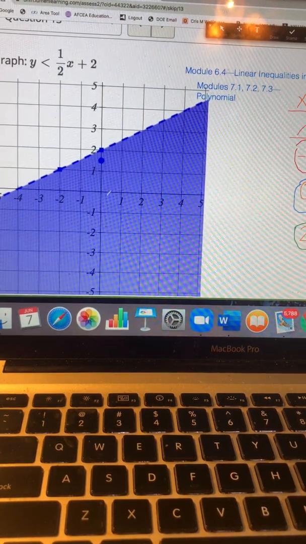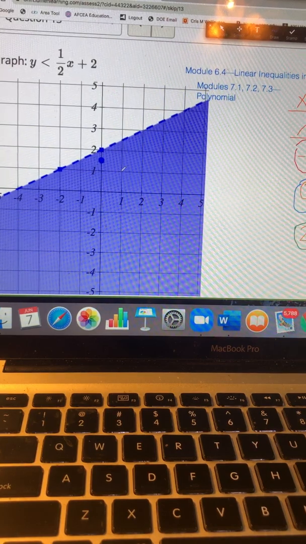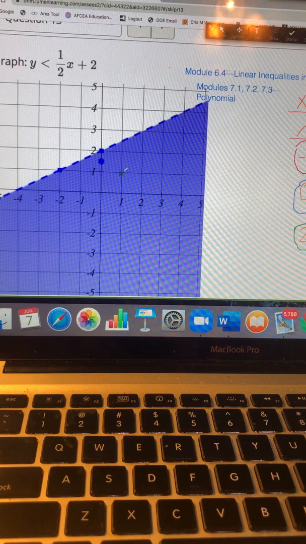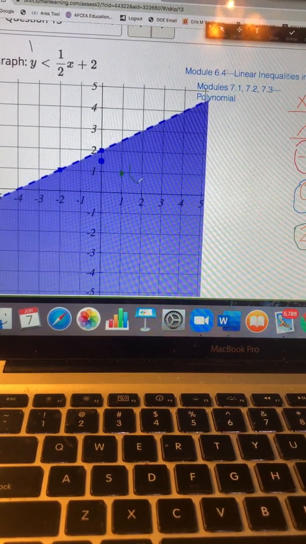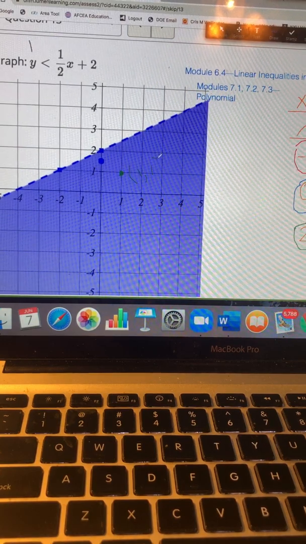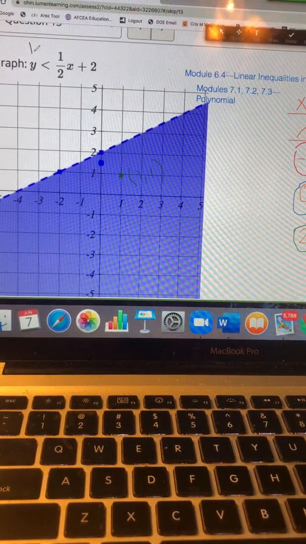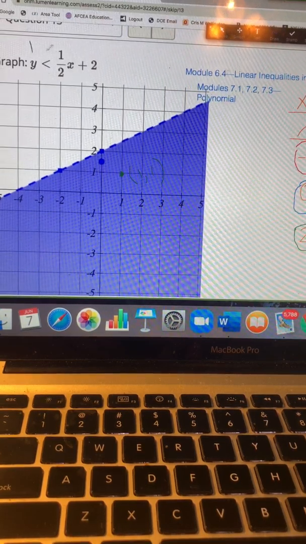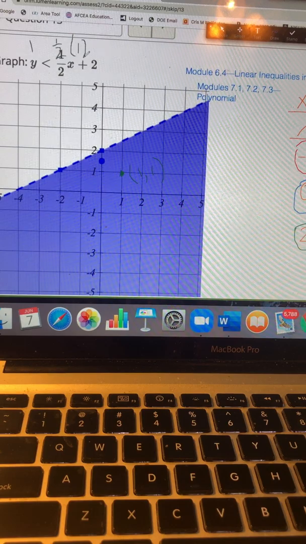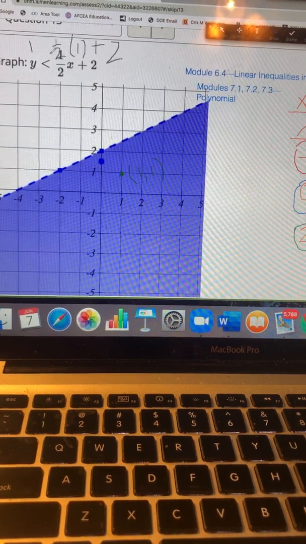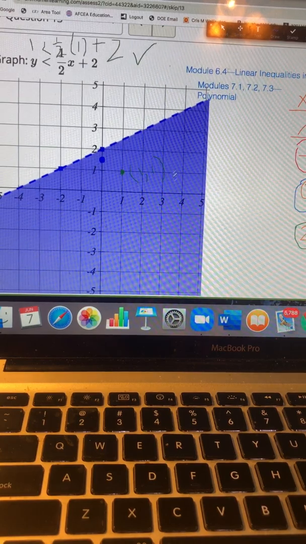You shade below because you can pick any point that you want to test. So I'm going to test the point 1, 1. Let's see if 1, 1 should be in the shaded region. If I'm picking the point 1, 1, that means x is equal to 1, y is equal to 1. Now I'm going to test my border. Is 1 less than 1/2 times 1 plus 2? And that certainly is true. That means that 1, 1 is indeed in the shaded region, so I shaded correctly.